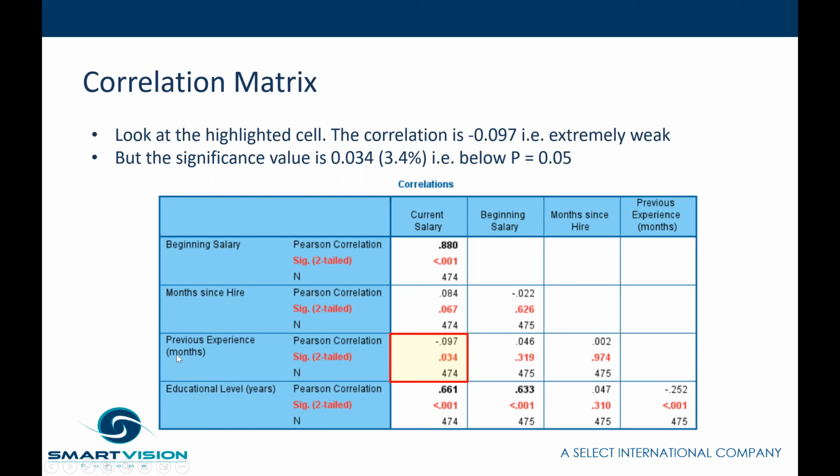But down here, we're saying, what's the probability of getting a result as extreme as, in other words, and I'm using the word extreme here in massive inverted commas because this isn't very extreme, minus 0.097. What's the probability of getting a correlation as extreme as that between previous experience in months and current salary in a universe where the actual correlation is 0? It's saying, well, if it was really, really 0, you'd only get that 0.3, 0.4% of the time. So that is less than your alpha level of 0.05, and you regard this as statistically significant.